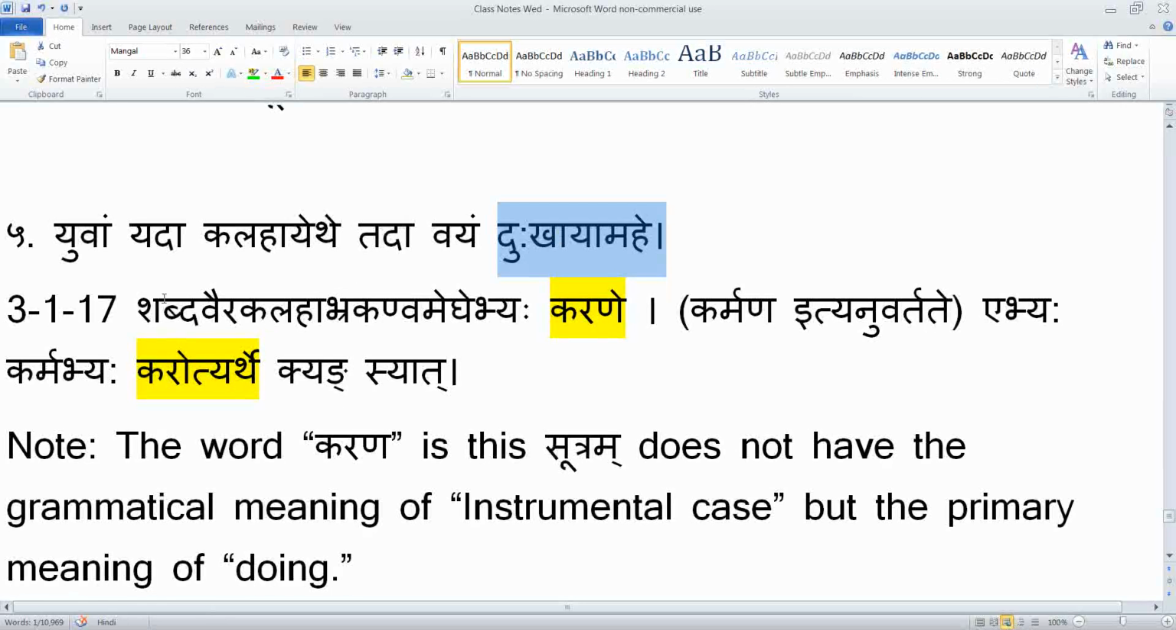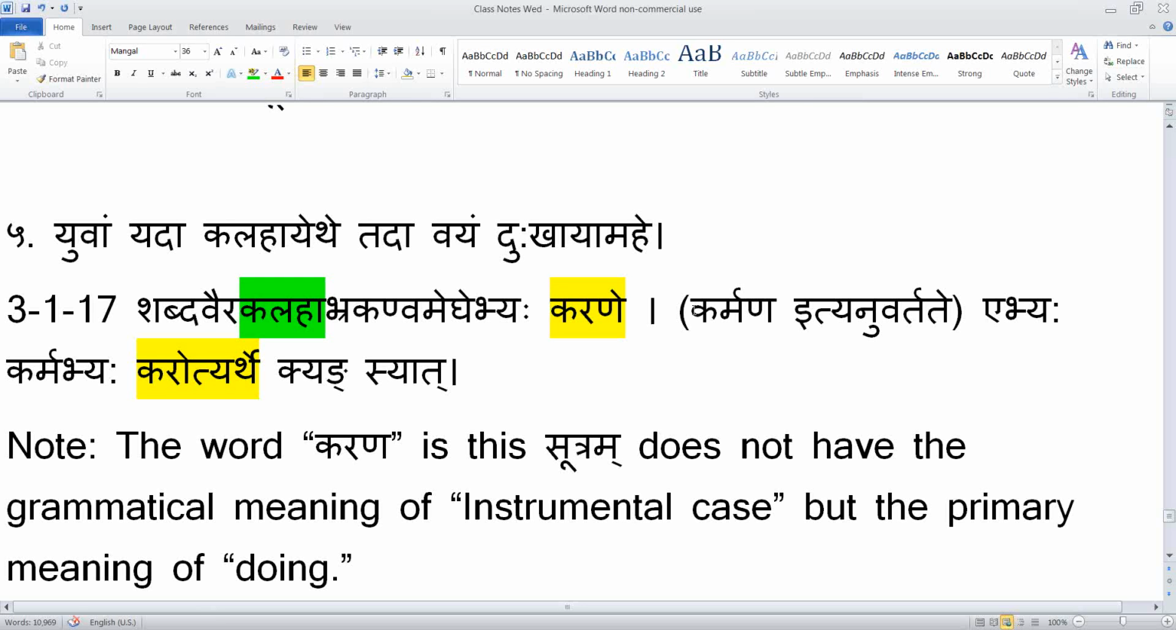The sutram is Shabda Vaira Kalaha Abhra Kanva Megha Ebhya Karane. In doing that, so making a quarrel. Karmana itanu vartate. Ebhya karmabhya karotyarthe kyang syat. Again, look at the meaning. What's the meaning now? These pratipadikebhya, etebhya pratipadikebhya karane arthe, karotyarthe.